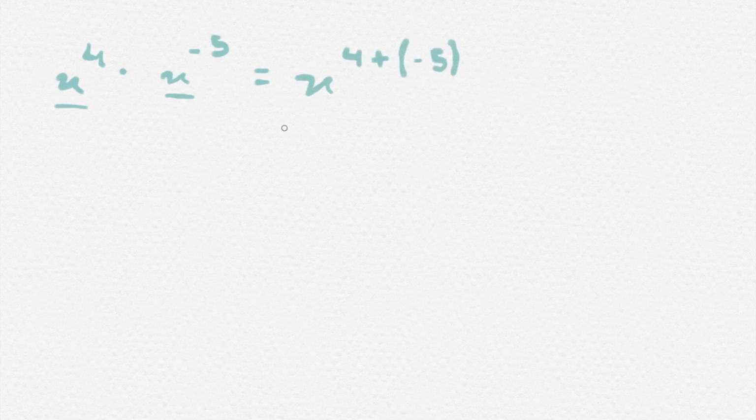Let's try another question. X to the power of 4 times x to the power of minus 5 will give you x to the power of 4 plus minus 5. This will be equal to x to the power of minus 1. Using our other index law, we can write the final answer as 1 over x.